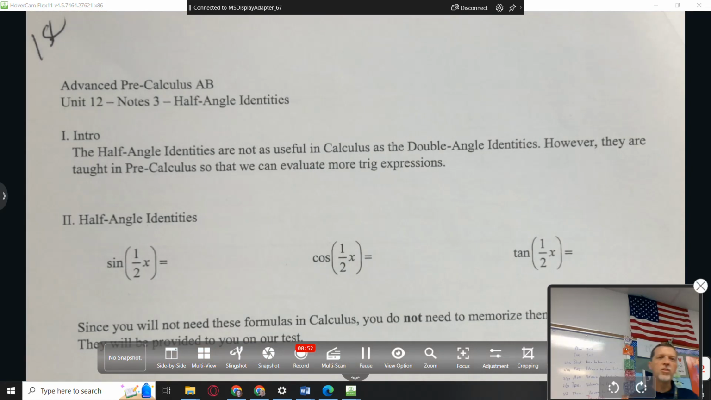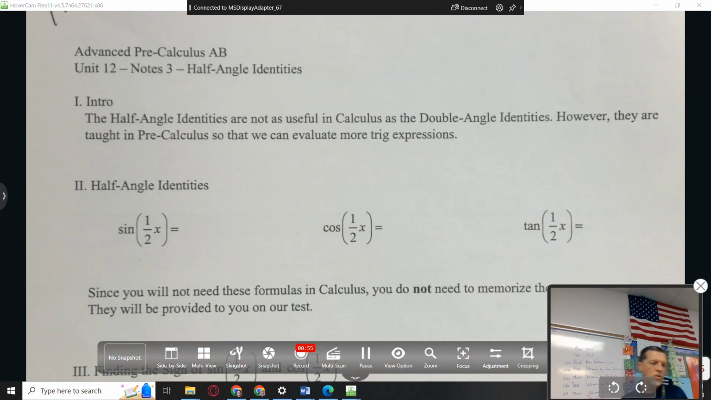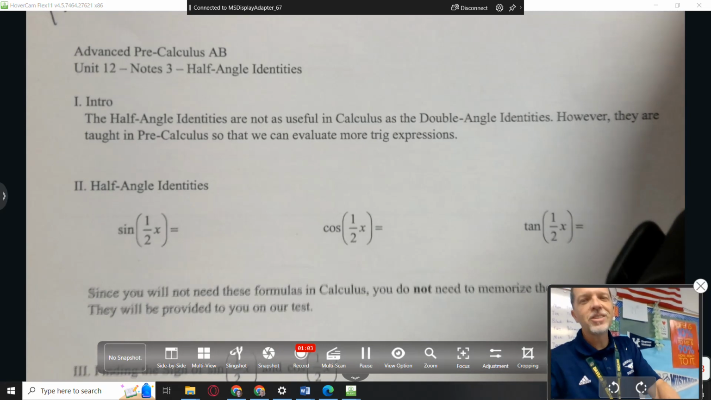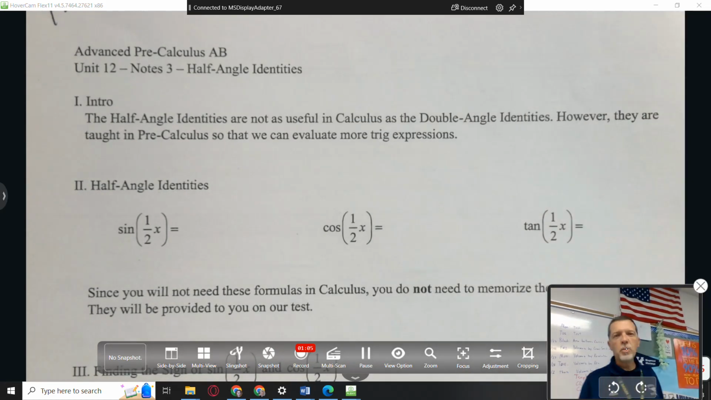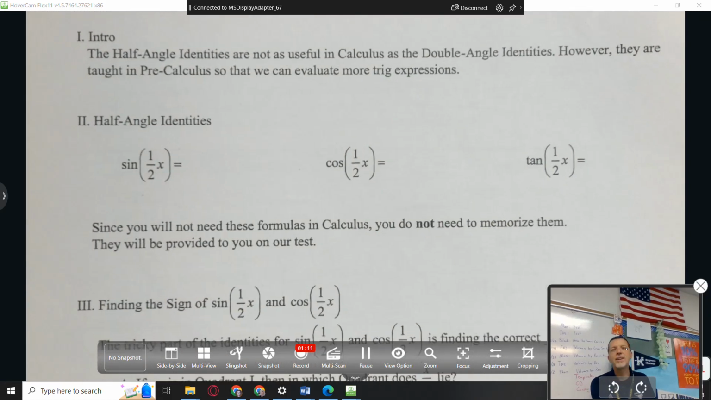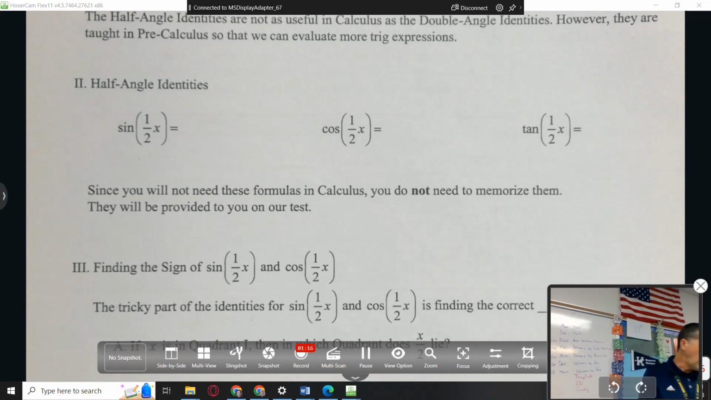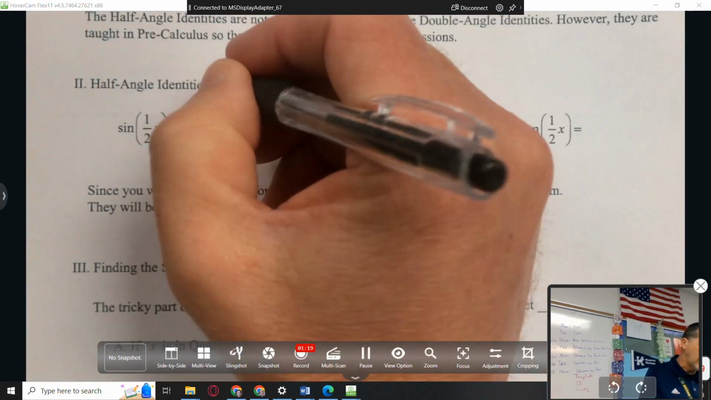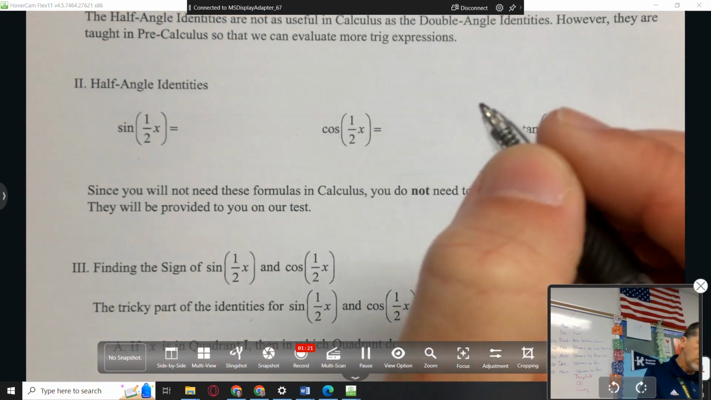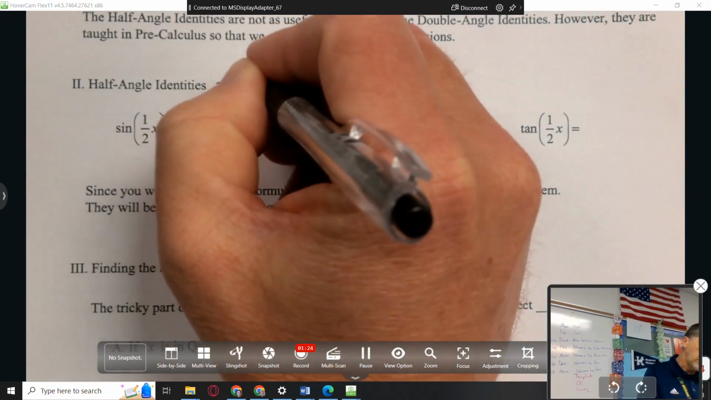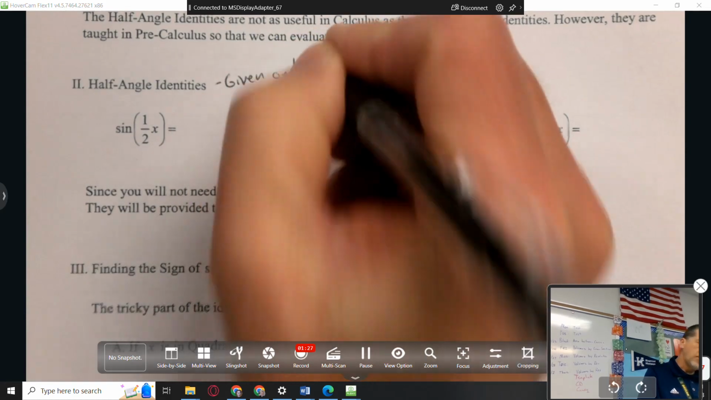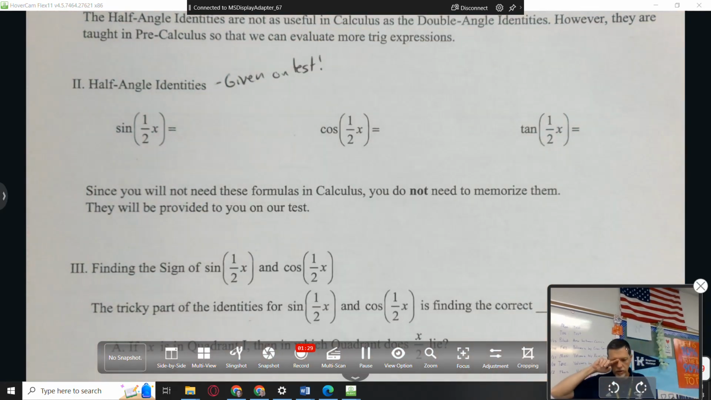All right, so notes page, notes 3, half angle identities. Half angle identities are not as useful in calculus as the double angle identities, but we teach them in pre-cal because really it's just more practice on working with algebra and pre-cal and angles, and it's just a good combination of things. So here's the formula for the half angle identities, and again, these will be given to you. In fact, I printed the test formula sheet yesterday.